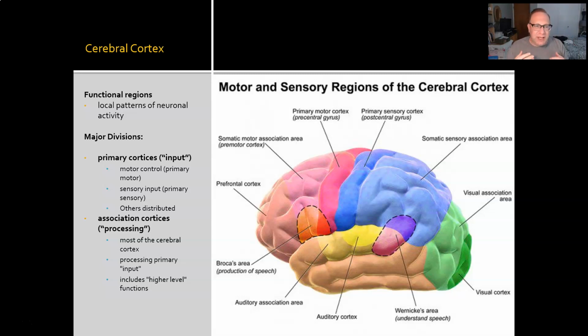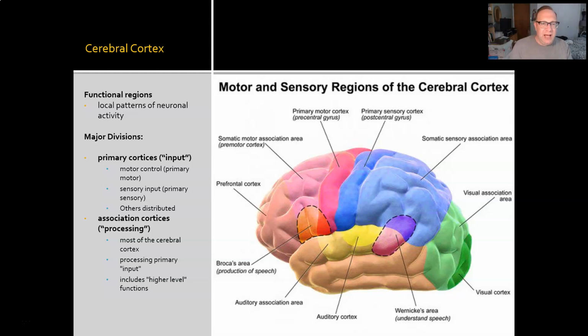And that includes things like the prefrontal cortex, where all of this executive function and social smarts come in, and the somatic association area, which is the premotor cortex, and the somatic sensory association area, which is sort of towards the back.